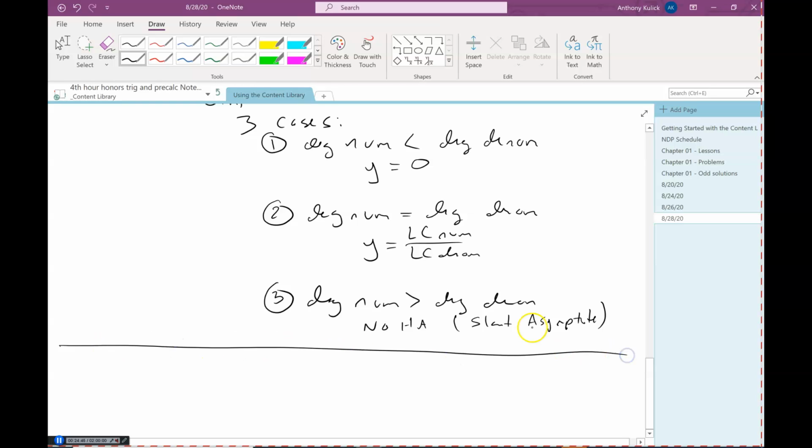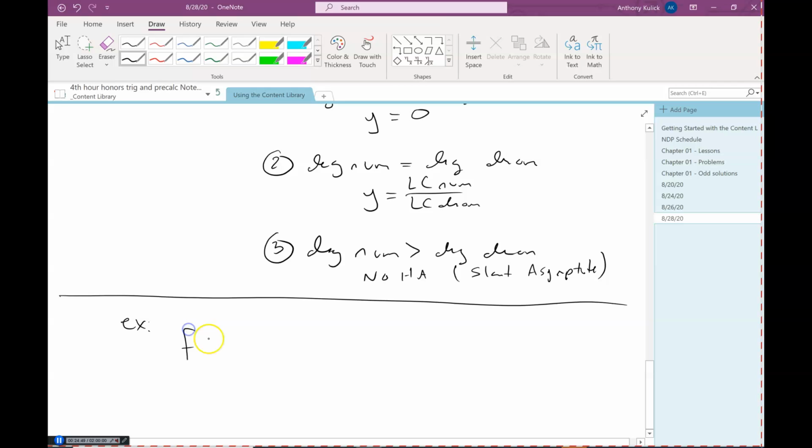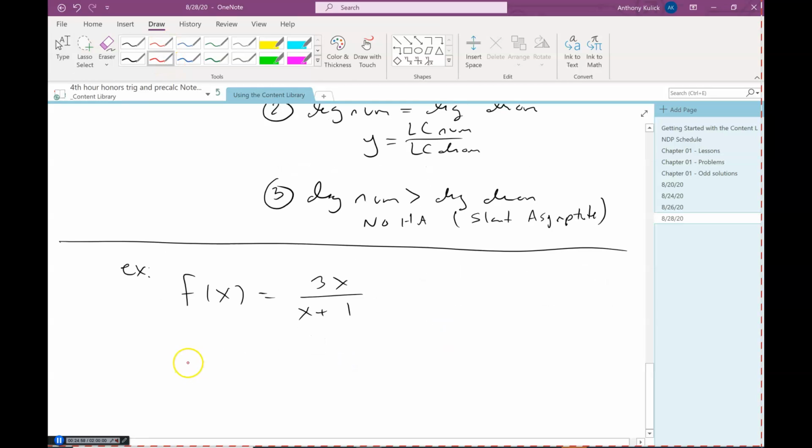Okay, so we have those rules. So for example, let's say f of x is equal to 3x over x plus 1. What would the vertical asymptote be in this case? Anybody? -1, right? How did you get that? You said x plus 1 equals 0 and solved, right?